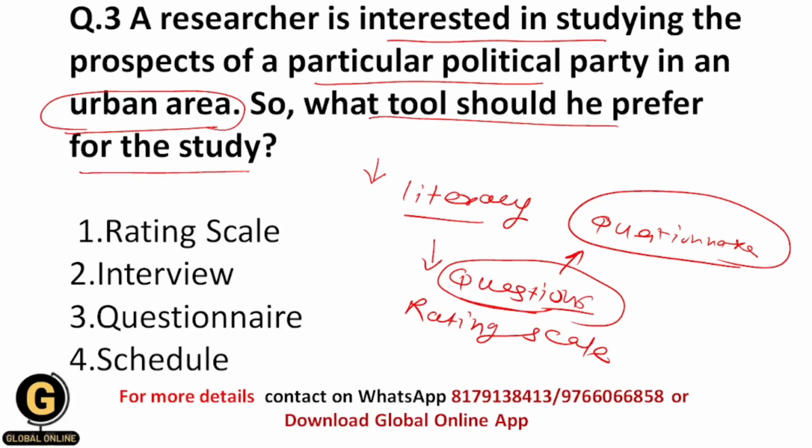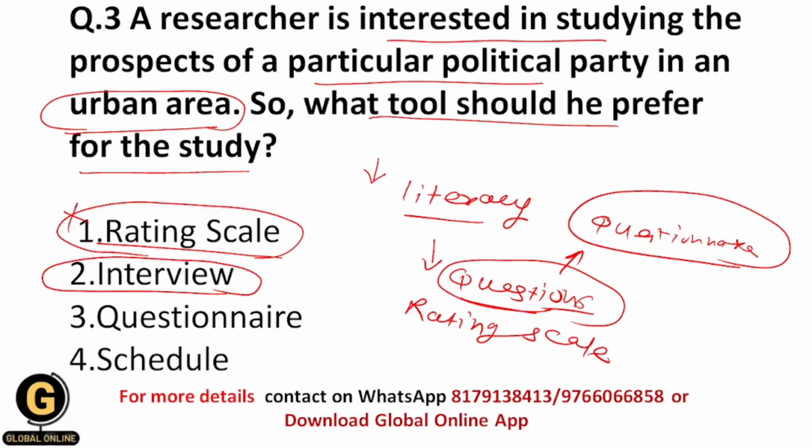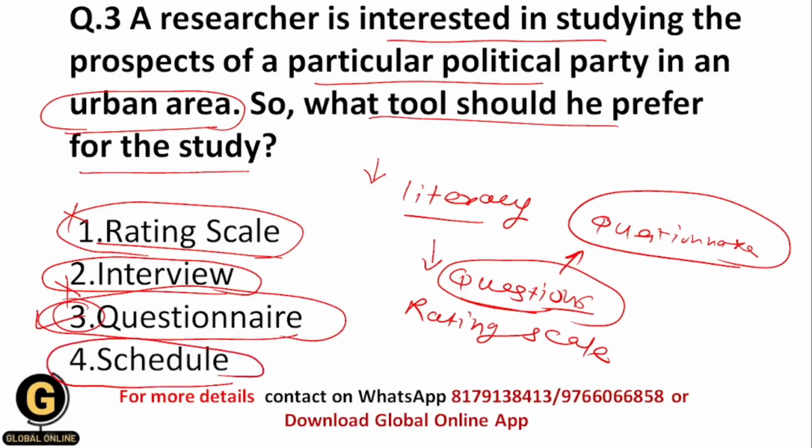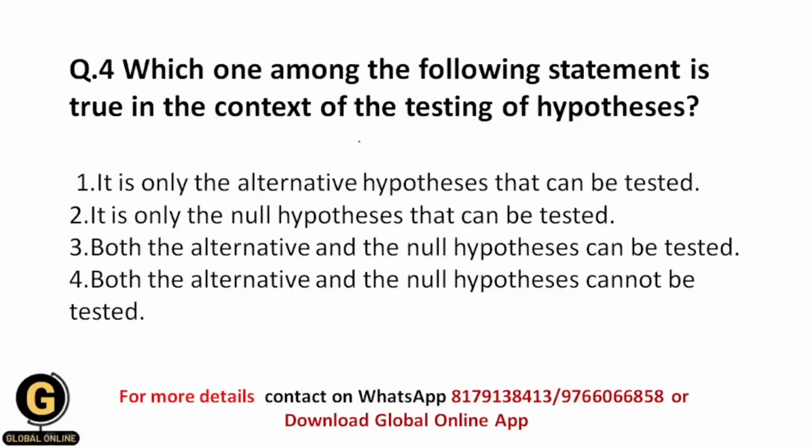So let us see the options. First is rating scale. As we have seen that rating scale is not sufficient, this is eliminated. Interview. As it is a greater amount of population, we can't take interviews of those people, so this is also eliminated. Third is questionnaire. Yes, we have seen that, so the questionnaire is the correct answer. And the last one is schedule. Schedule is also not possible, so the correct answer is 3. Okay, now next question 4.